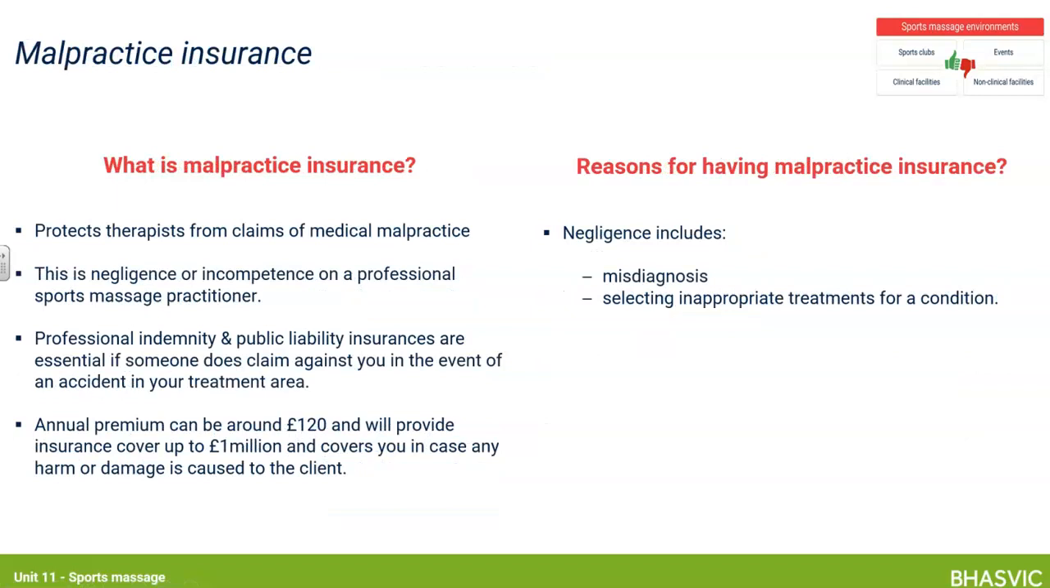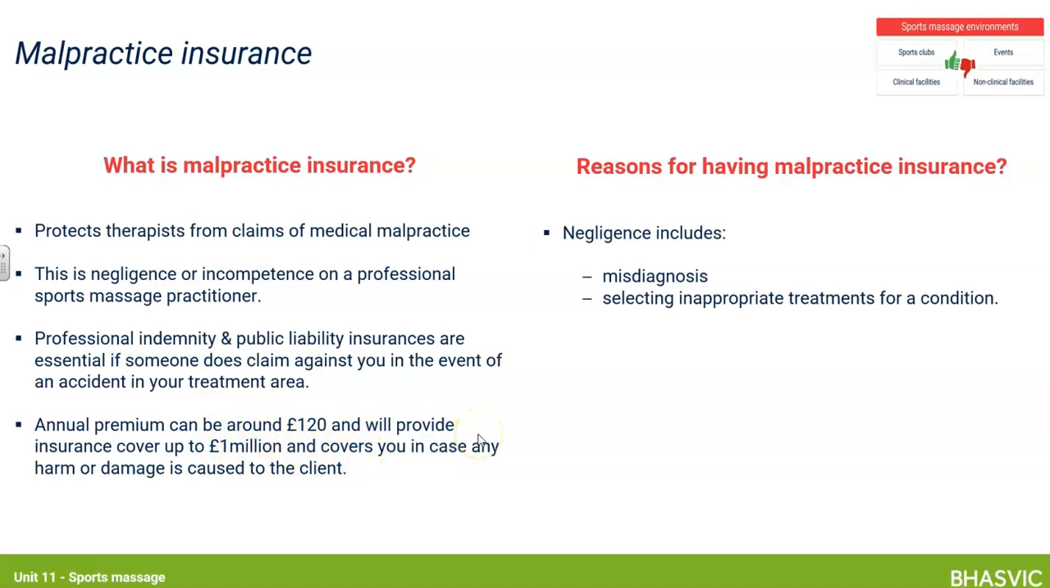Malpractice insurance, this one isn't listed on your spec, but I've just popped a little bit of information here. It kind of underpins what the other two insurances are related to, and as it says here, professional indemnity and public liability insurance are essential should somebody claim against you. What would be also important is that the premium, the insurance covers quite a vast amount of money.